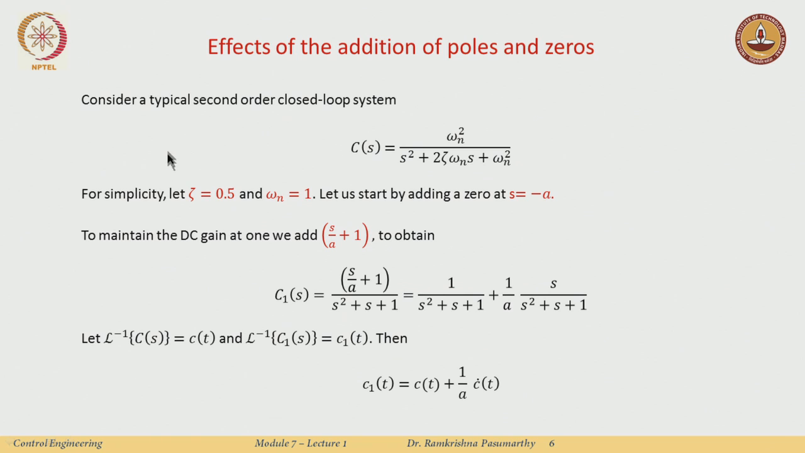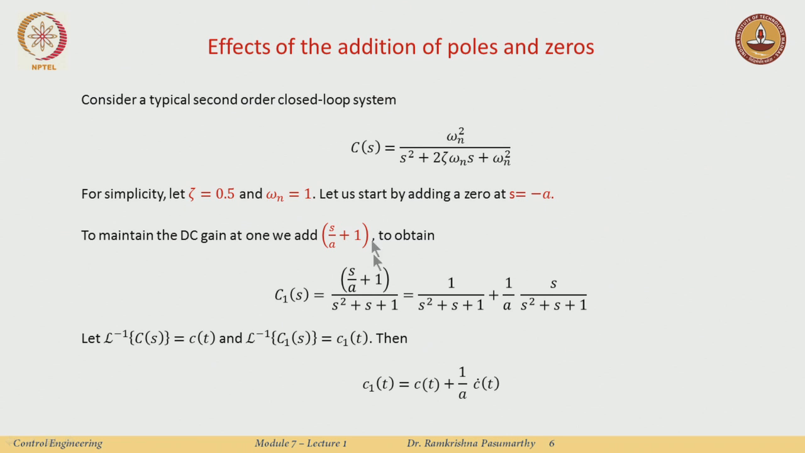So, we start with a typical second order closed loop system and we know that this is always stable. So, we do not need to worry about stability here, and just for computational purpose, or for simplicity, I set the damping ratio to 0.5 and omega n is 1. Now, I will start by investigating what is the effect of adding a 0. So, where do I add the 0? Let us say I add a 0 at s equal to minus a, again in the left half plane.